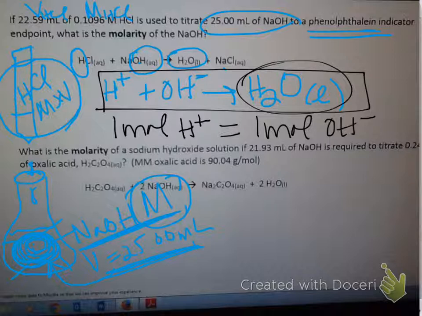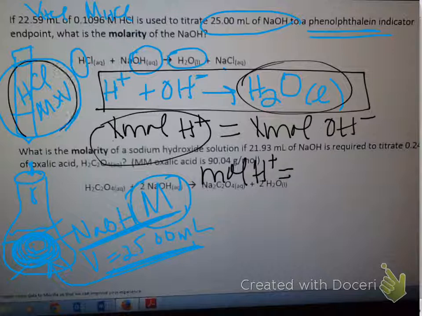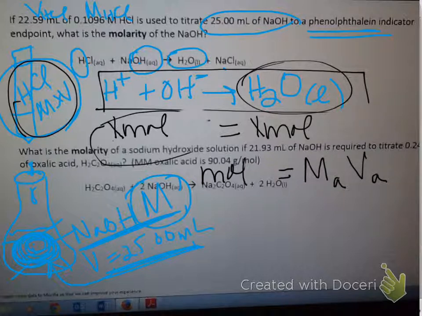We become completely neutral. So basically, I can change this to X and X. For every X moles of hydrogen ion, I know that I have X moles of hydroxide ion in my solution. So how many moles of hydrogen ion did I add? Well, the moles of hydrogen ion in our acid is going to be the molarity of the acid times the volume of the acid. So the moles of the acid, I'm going to change that to acid and base. The moles of our acid is going to equal the molarity times the volume.